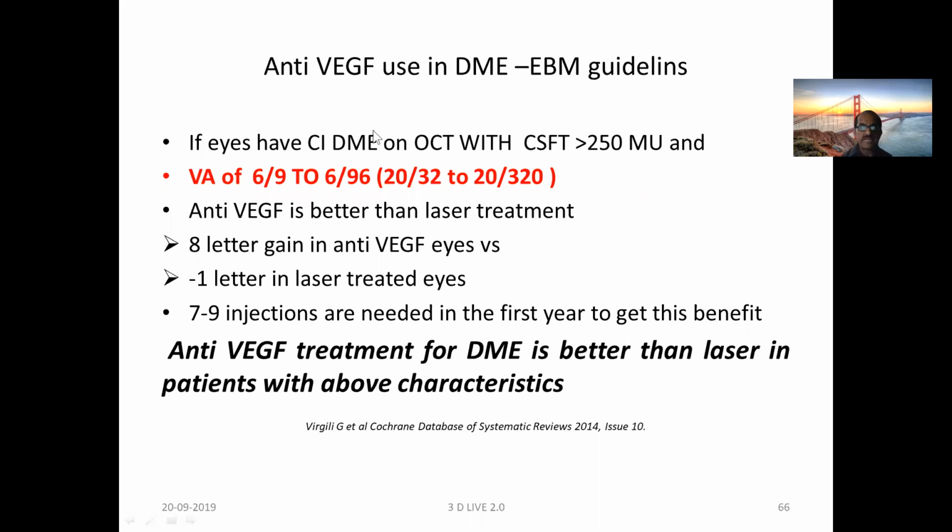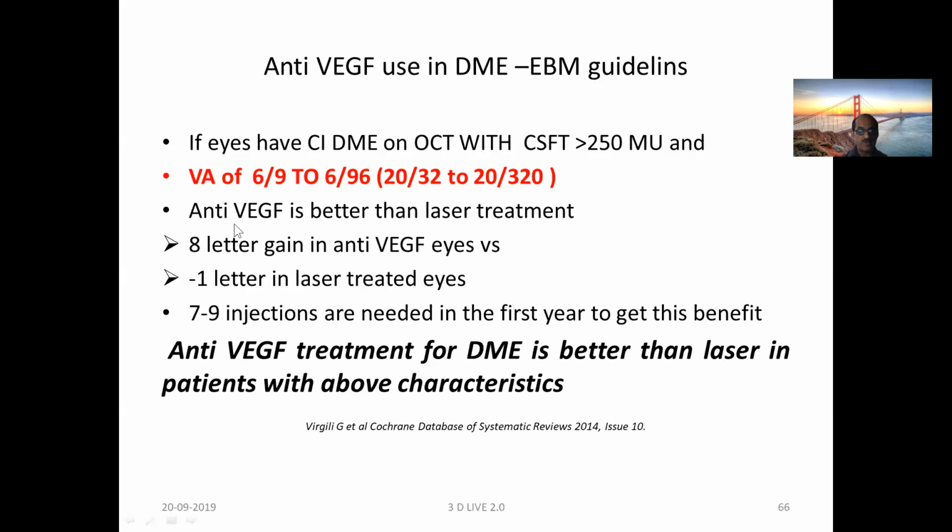Now, the evidence-based guidelines: when should we use anti-VEGF for DME? If there is center-involving DME. You can see that in all these trials, this term is used, center-involving DME. That is where the central subfield 1 millimeter shows an average thickness of more than 250 microns. That is number one. And their vision is not 6/6 or 6/7.5, but has to be 6/9 or worse than that, up to 6/96, meaning more than 6/60 actually.